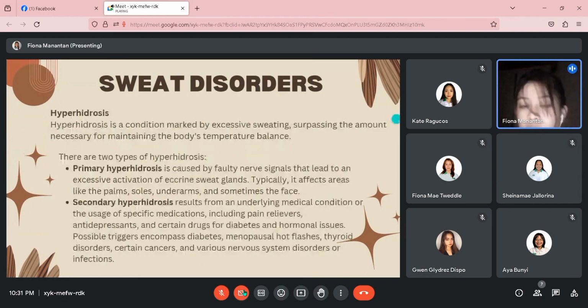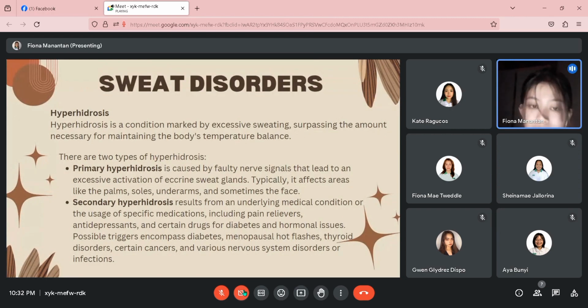Hyperhidrosis is a condition marked by excessive sweating surpassing the amount necessary for maintaining the body's temperature balance. The regions most frequently associated with hyperhidrosis are those where eccrine glands are concentrated, such as the axillae, palms, soles, and face. Then there are two types of hyperhidrosis. We have primary and secondary hyperhidrosis.